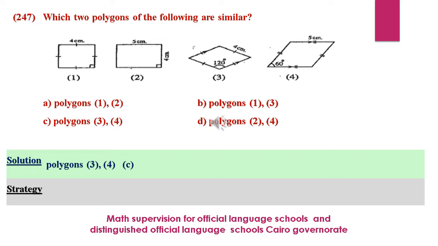Now in figure 3 we have an angle of measure 120. So its opposite angle will also measure 120, while the consecutive angle will be 60. Same in figure 4, we have an angle equal to 60. The opposite to it will be 60, while the consecutive angle will be 120. So the two polygons which are similar here are 3 and 4.